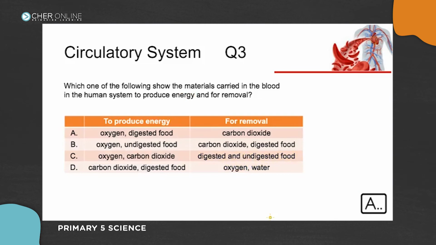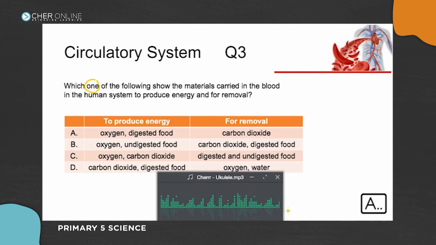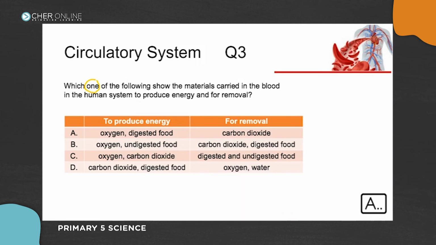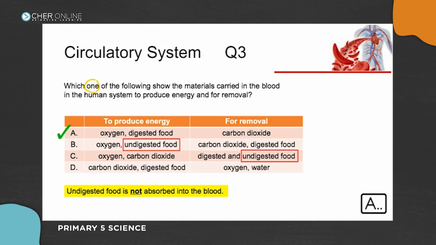Okay, which one of the following show the materials carried in the blood to release energy and for removal? So, okay, very good. The answer that we're looking for is A. To produce energy, cells need oxygen, digested food. Undigested food is not absorbed into the blood because they're too large to enter the bloodstream. Okay, and we don't want to remove digested food.